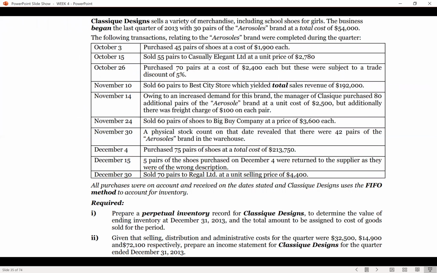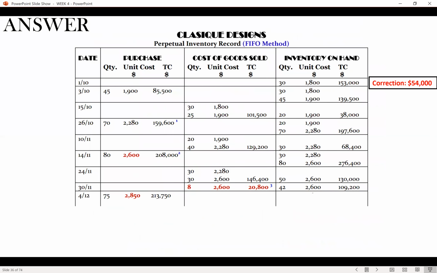On December 4th, this was a purchase. He purchased 75 pairs of shoes for a total cost. Here he gave us the total cost, not a biggie. What we do is divide our total cost by the quantity and we get the unit cost. That goes under our purchases column, and now we update our inventory on hand.